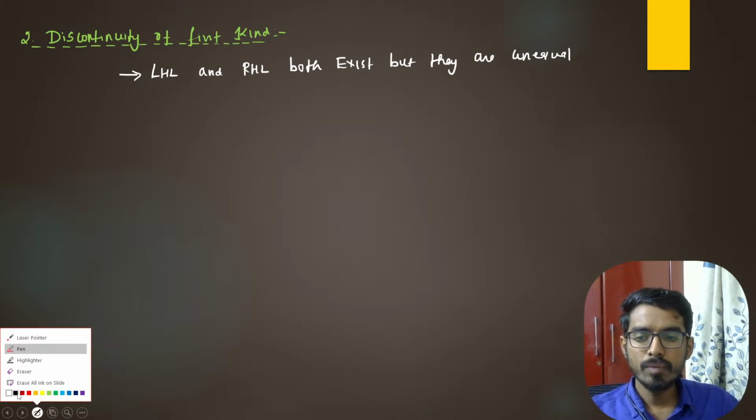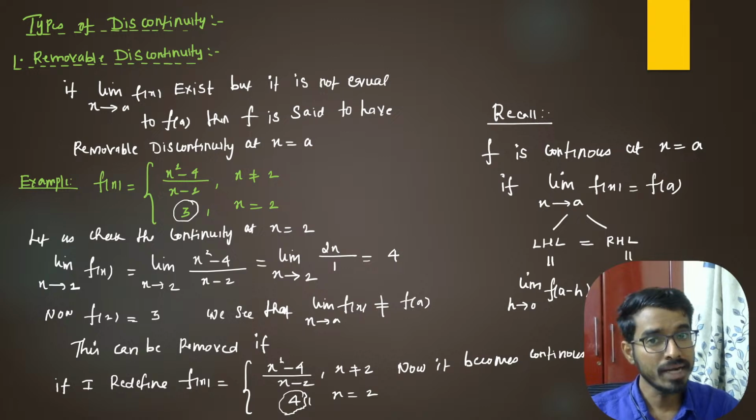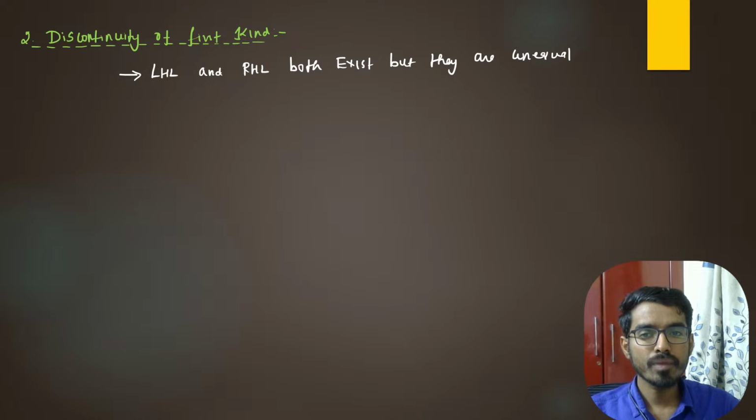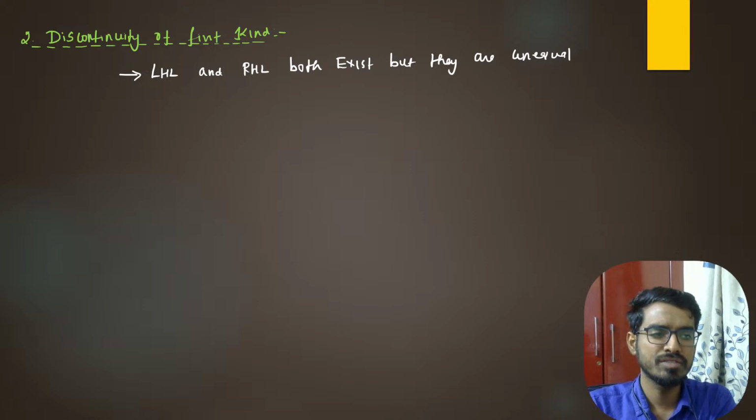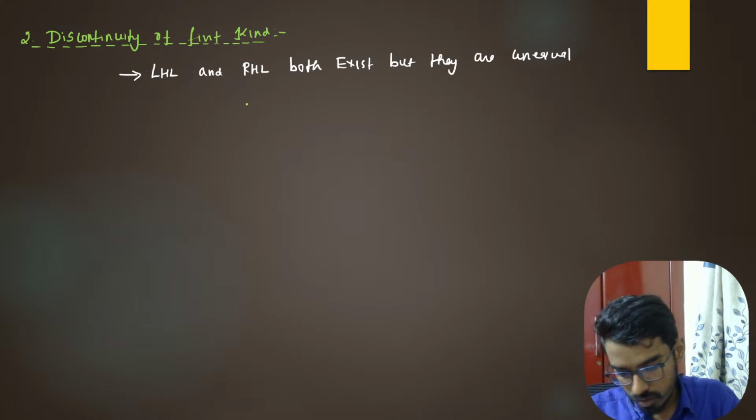It is discontinuous only because the limit itself does not exist. Here, the limit existed, but it is not equal to the function value. It is discontinuous only, but that type of discontinuity is called removable discontinuity. Here, the limit itself does not exist, but both the limit values are finite. LHL, RHL exist, but they are not equal. That means the limit does not exist, right? I'll give you an example. Don't worry.